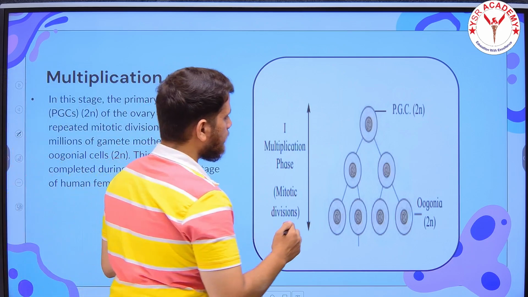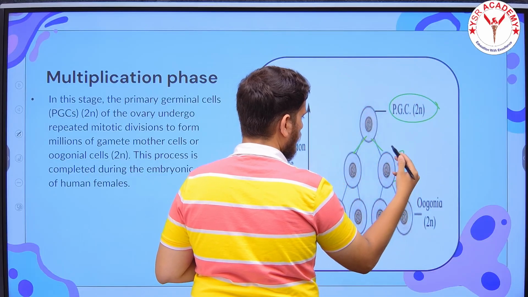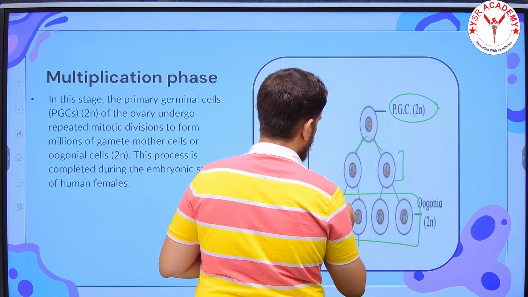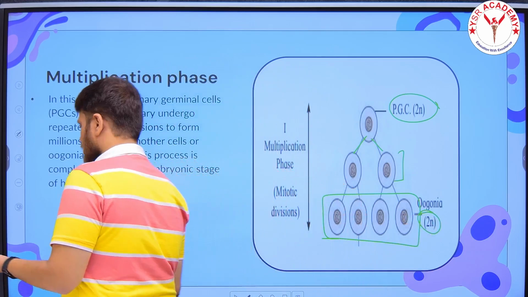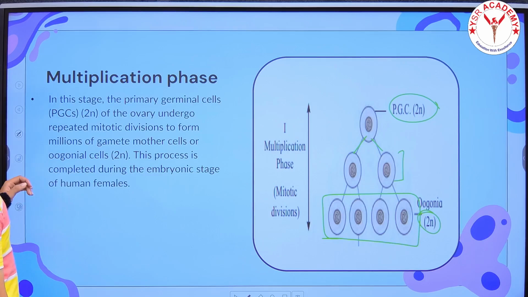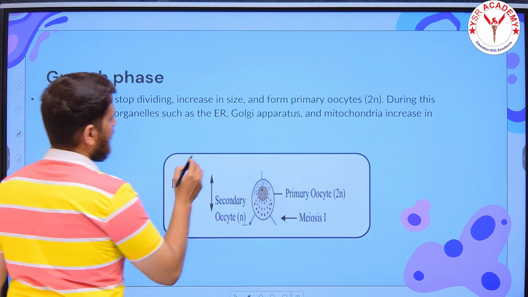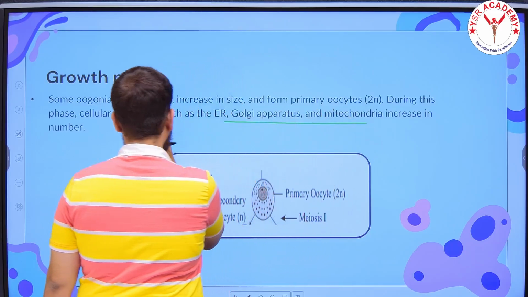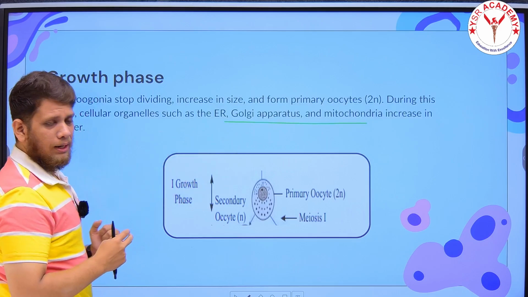प्राइमोर्डियल जर्म सेल आपका ओके PGC 2n रहेगा. माइटोसिस किया 2 सेल बना, वापस माइटोसिस किया 4 सेल बना. चारों के चारों सेल्स का प्लॉइडी will be 2n, which is 2n because they are mitotically dividing. Next we have the growth phase. Some oogonia will stop dividing, increase in size and form primary oocytes. During this phase, cellular organelles such as ER, Golgi and mitochondria increase in number. So there is a functional maturation to form primary oocyte.